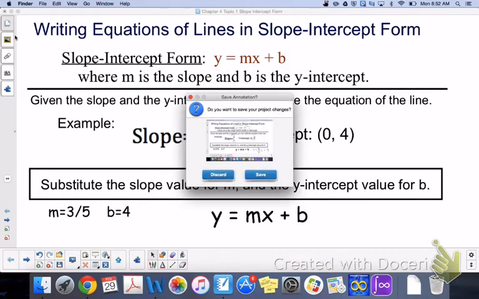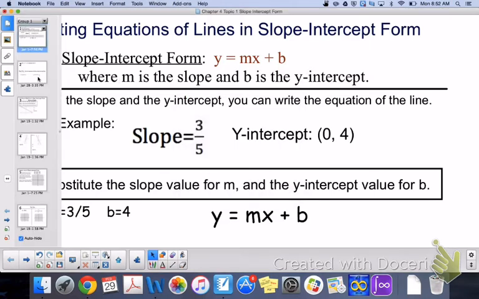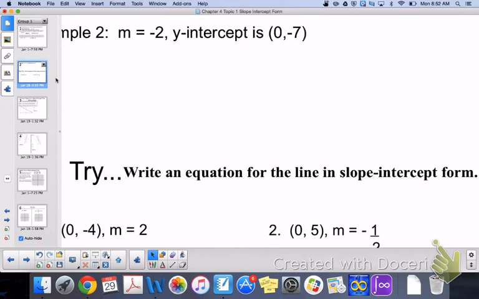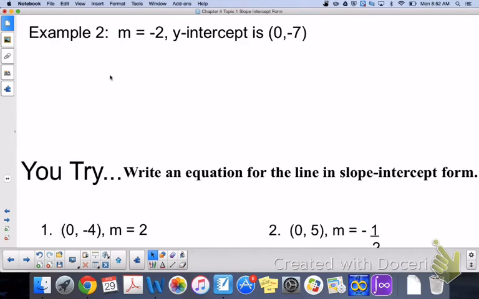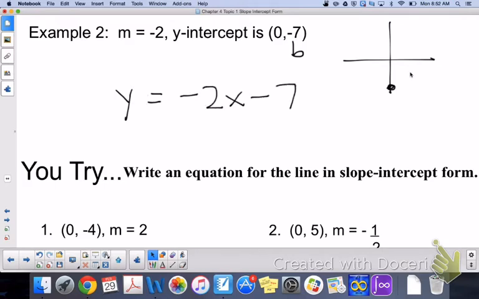So, next, we have another example. M is equal to -2. The y-intercept is the point 0, -7. So remember, that means that your point 0, -7 is here. So your y-intercept is -7. All right, so that's your b. So you have y equals -2x minus 7. You could do -2x plus a -7 too. That's fine. Okay, go ahead and pause and do the U-tries.